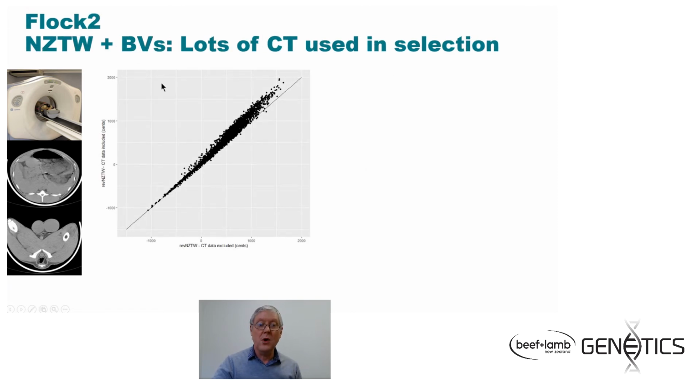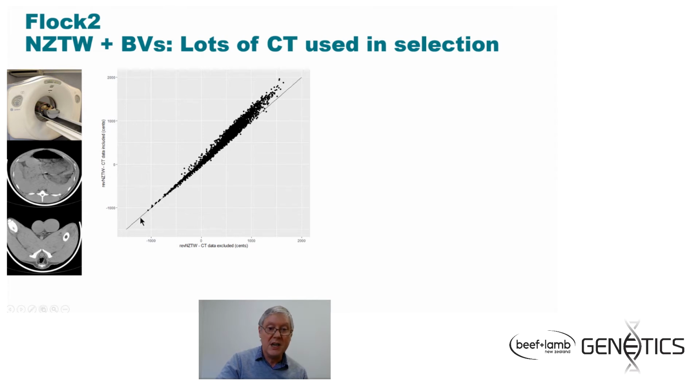If we look at our second flock, this flock is now from a group breeding scheme. Once again, we're looking at New Zealand terminal worth, and this flock has used CT scanning. They've done quite good practice, CT scanned lots of ram lambs from all of their sires, and they have used that data in their selection decisions. So it's exactly the same as our previous one, except they've actually used the CT data in making their decisions.